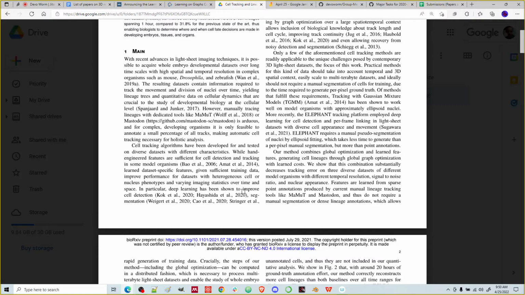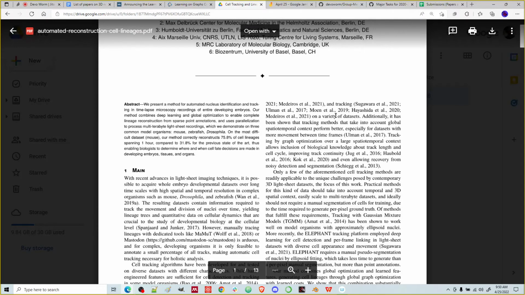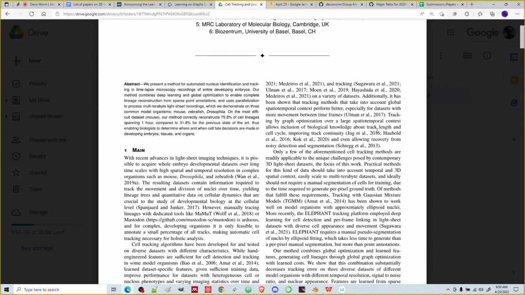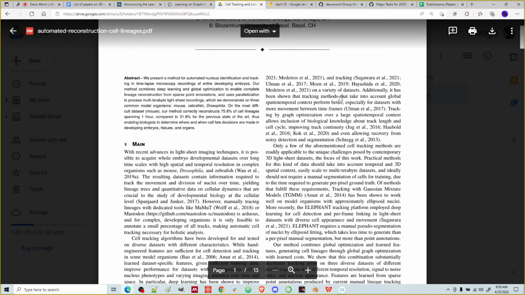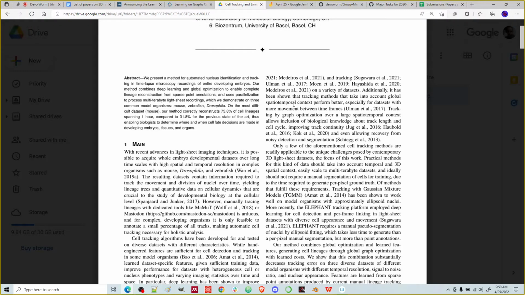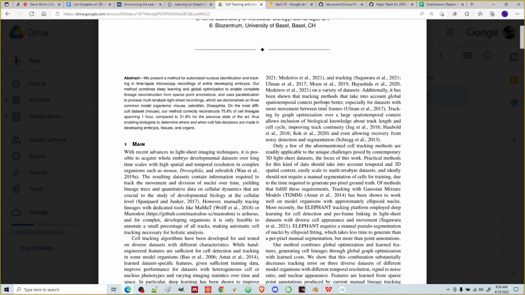Deep learning has been shown to improve cell detection and segmentation on a wide variety of data sets. Additionally, it has been shown that tracking methods that take into account global spatiotemporal context perform better, especially for data sets with more movement between time frames. So as the cells are moving around and going to different locations, cell migration is actually much more diverse than we see in C. elegans.